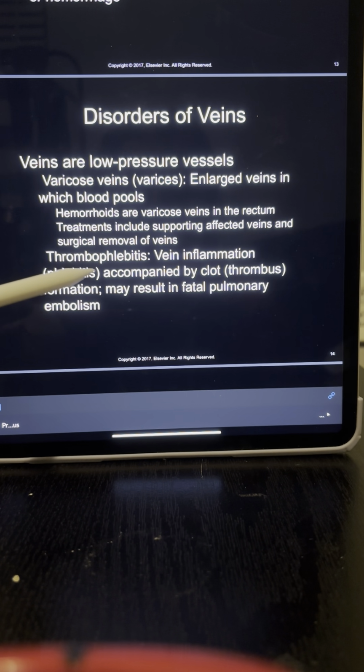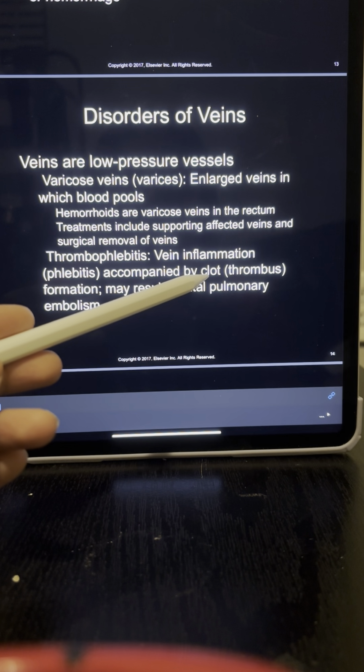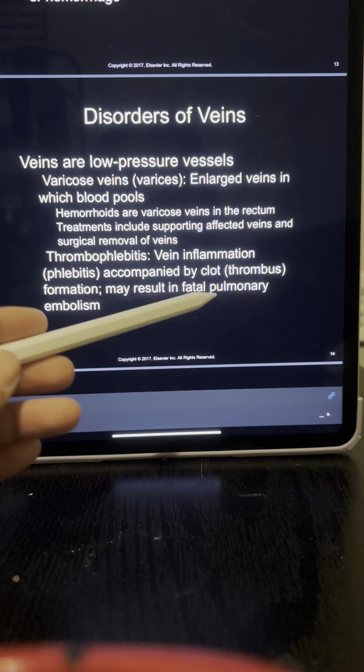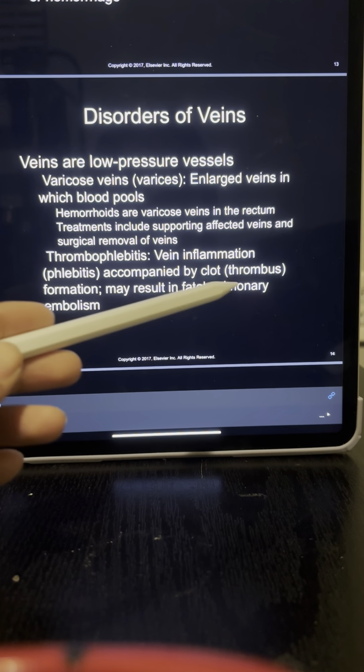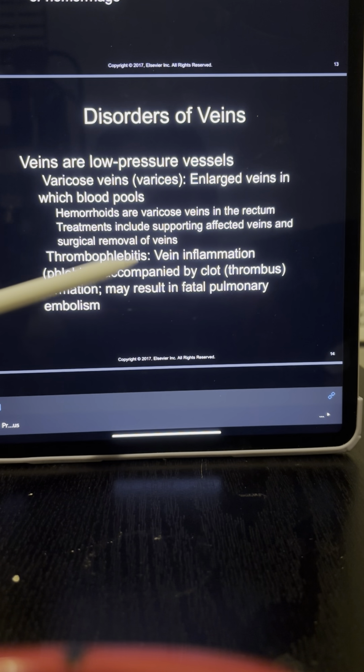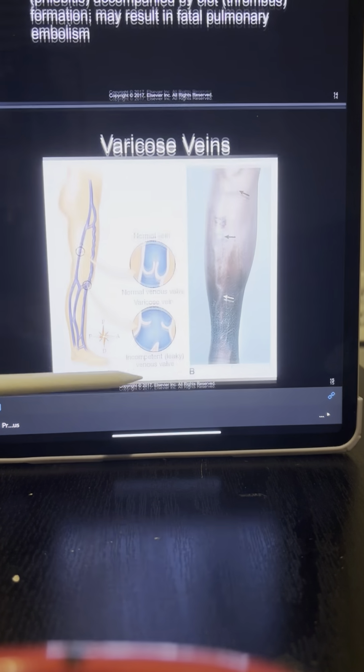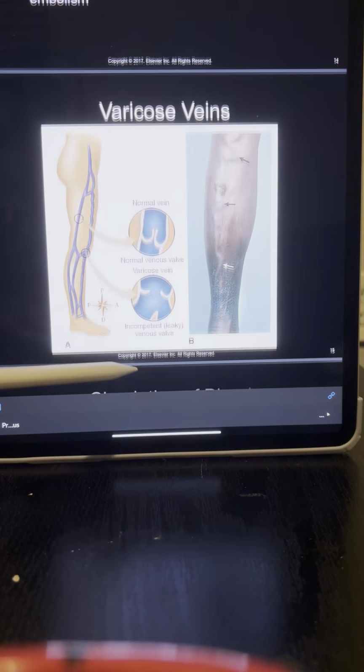Thrombophlebitis is vein inflammation accompanied by clot formation, which may result in fatal pulmonary embolism. So if I have an inflammation of my veins and things start to clot, which is a thrombus, that clot could then break off and is now an embolism, and it can make it to my lungs, which is now a pulmonary embolism. That's a normal vein, but you see the vein has widened, the valves are no longer touching, they can't close, so that blood is pooling, hence that.